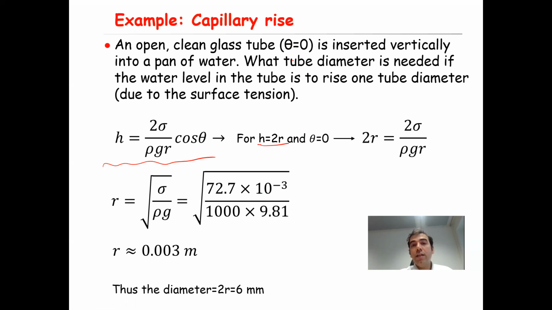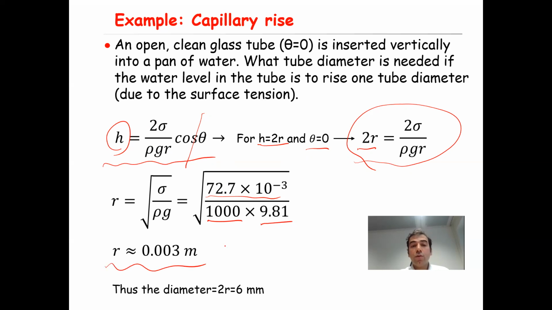And since it's a clean tube, theta is equal to 0, so cosine theta will be 1. Instead of h here, I simply write 2r equal to 2 sigma divided by rho g r, right? Then you can rearrange this equation and express r as a function of sigma and rho g. r will be equal to the square root of sigma divided by rho g. We know sigma for water, we know the density of water, we know the gravity, therefore the radius will be equal to 3 millimeters, and the question is about the tube diameter, which will be 2 times 3 equal to 6 millimeters.